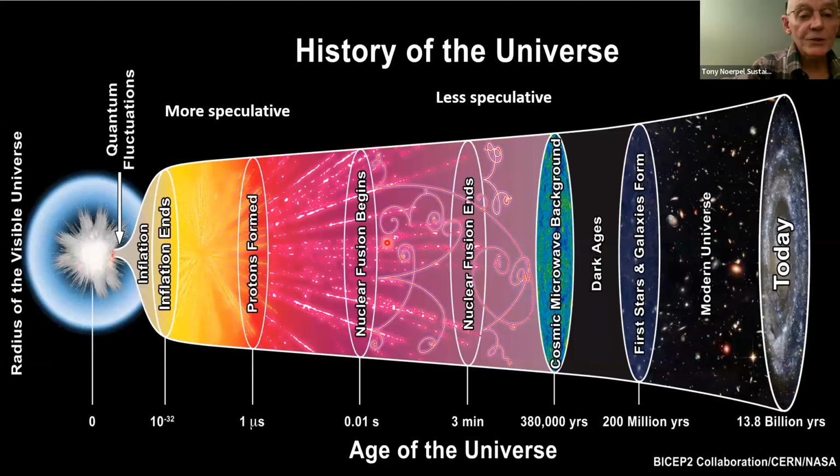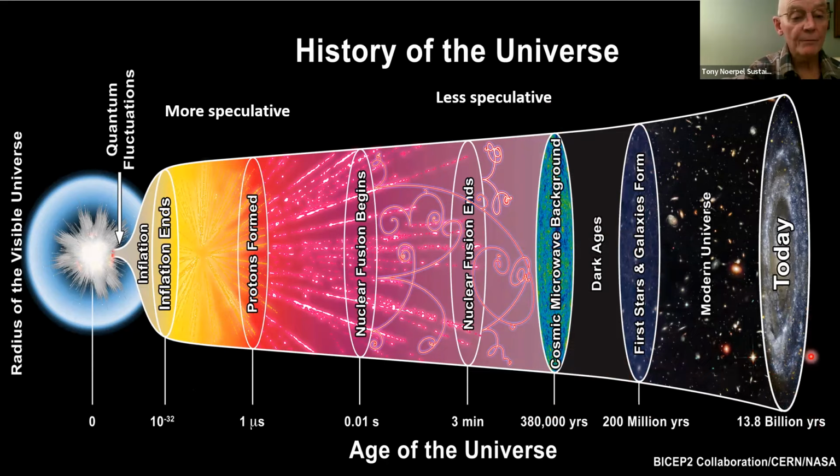So the history of the universe: we can see as far back as the cosmic microwave background, which is about 380,000 years after the Big Bang. We can actually see this. And then there's this dark ages, we'll talk about that later. And then the first galaxies and stars form about 200 to 300 million years after the cosmic microwave background. And then we have the modern universe today as it evolved, 13.8 billion years later.